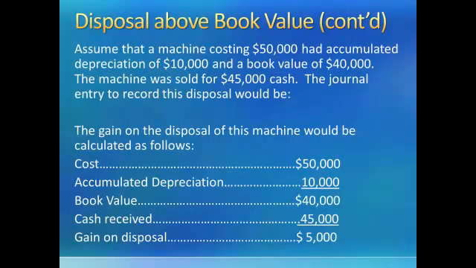So let's assume that a machine that cost $50,000 had accumulated depreciation of $10,000, resulting in a book value of $40,000. So the book value of the machine is $40,000, and then the machine is sold for $45,000. We would calculate the gain or loss in the disposal of the machine this way. The cost of the machine less accumulated depreciation equals book value, $40,000. The cash received is $45,000. Since the cash received is greater than the book value, we have a gain on the disposal.